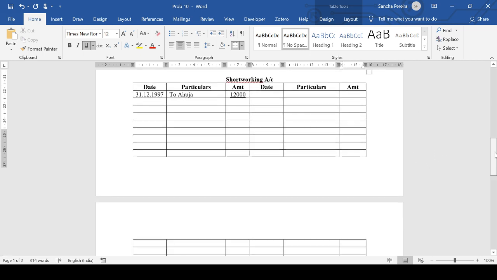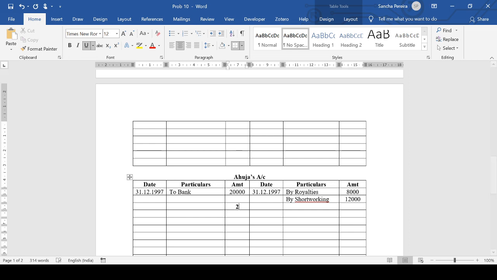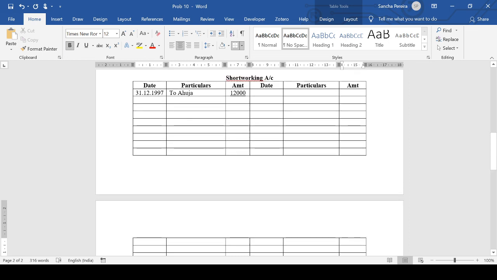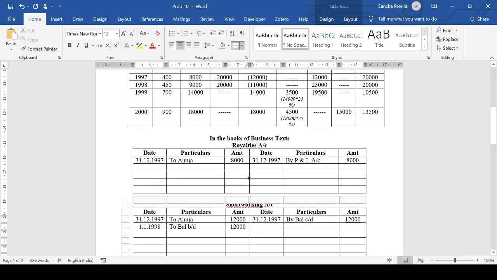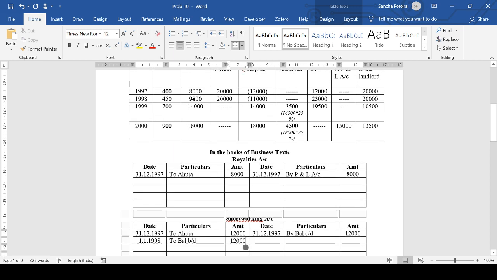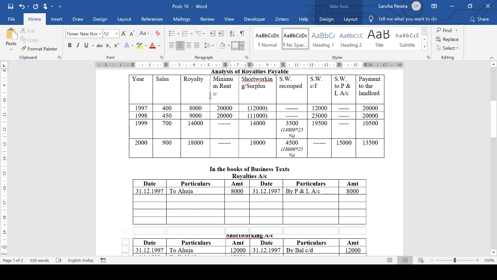So close the accounts for the first year. This one will tally. Similarly, this will have a balance carried down here. Bring down the balance immediately. To balance brought down 12,000. This one also closes. Now coming to the second year, again we have a similar situation where the minimum rent is more than the actual royalty.